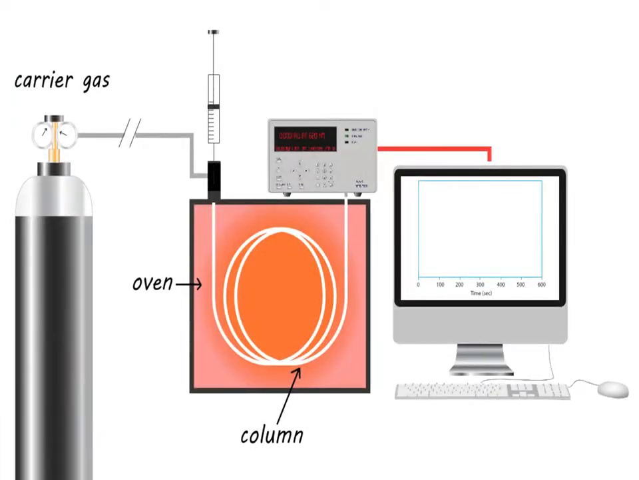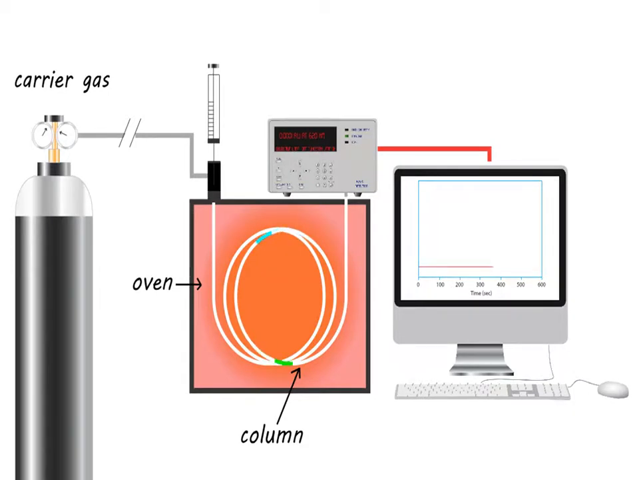A small quantity of sample is injected into the flow of the gas just before the column. The substances within the sample are then separated in the column, with the substance that is most soluble in the stationary phase travelling the slowest. In this case, the blue substance.